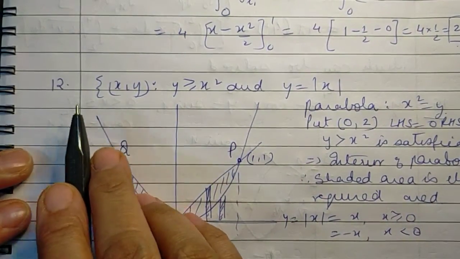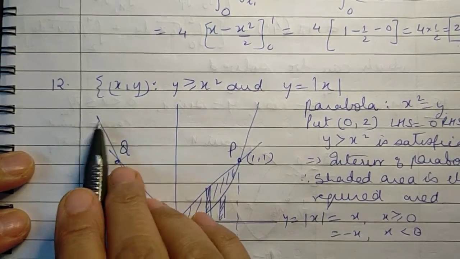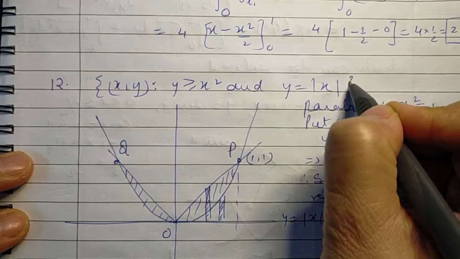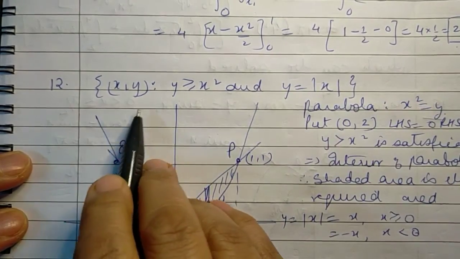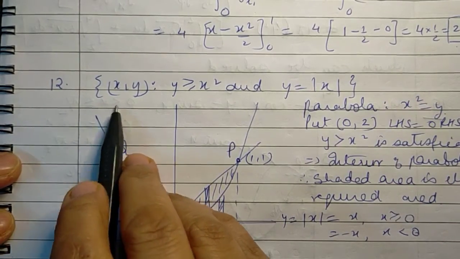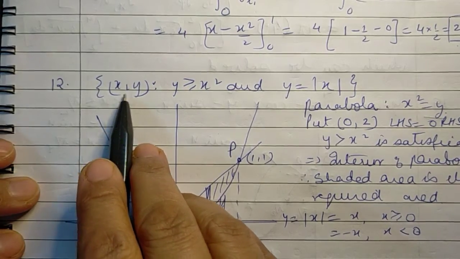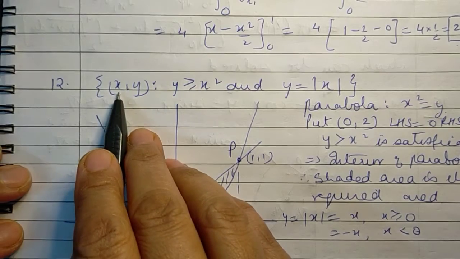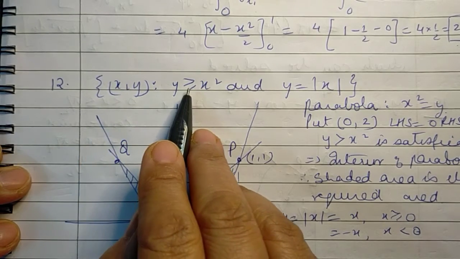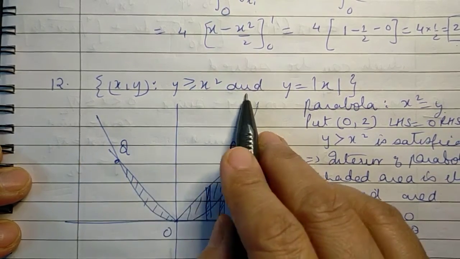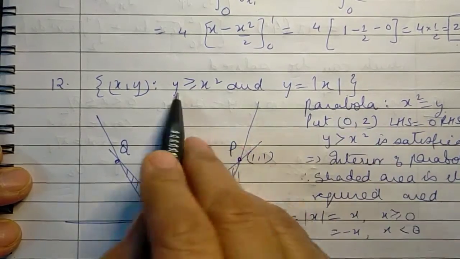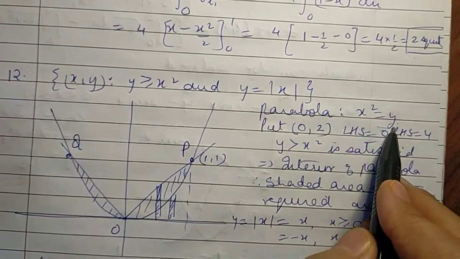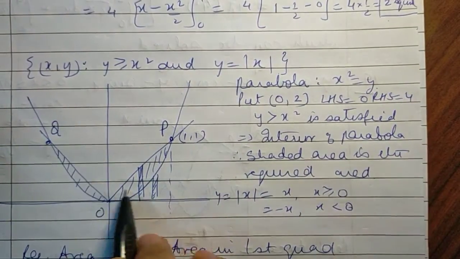Now let's move on to question number 12. Again it's a question which is given in a manner similar to the solved example 15. Now what do we say? Area enclosed between this curve, where it is given as set of all x, y such that y is greater than or equal to x squared and y is equal to mod x. So first of all, let's see this. The corresponding curve to it is x squared equal to y, which is a parabola symmetric about the y-axis.